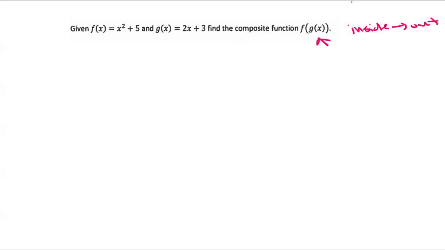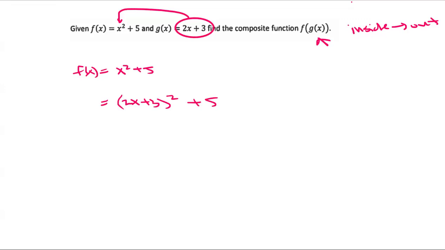It wants us to take g of x, which is 2x plus 3, and plug it in for x in f of x. So anytime I say an x, I just replace it with 2x plus 3. So I have f of x is equal to x squared plus 5, and then I see that x, so I need to replace it now with (2x plus 3) raised to the second power, plus 5. Okay, and then I just simplify. So I have 2x plus 3 times 2x plus 3 plus 5.